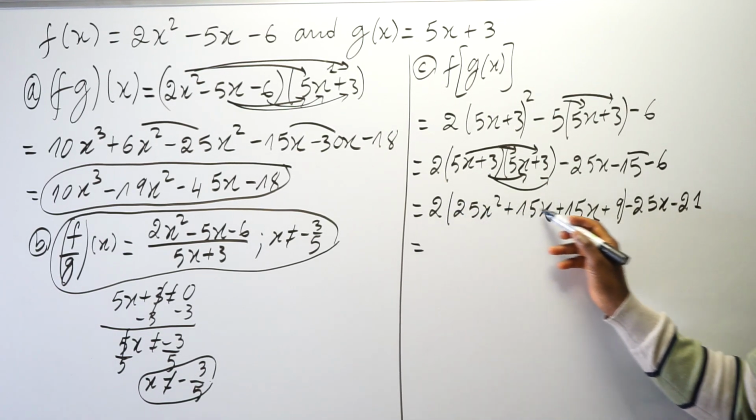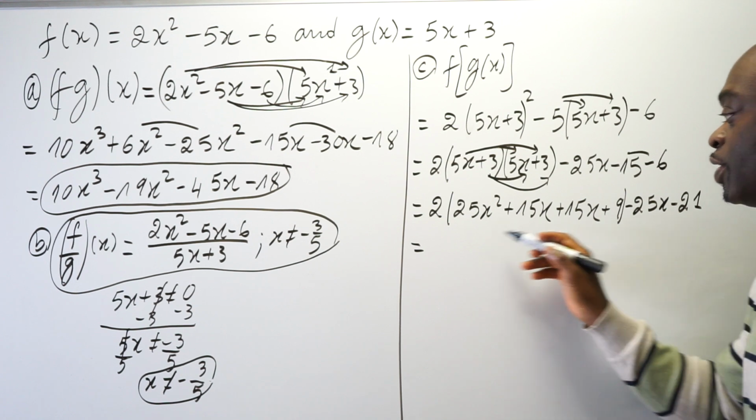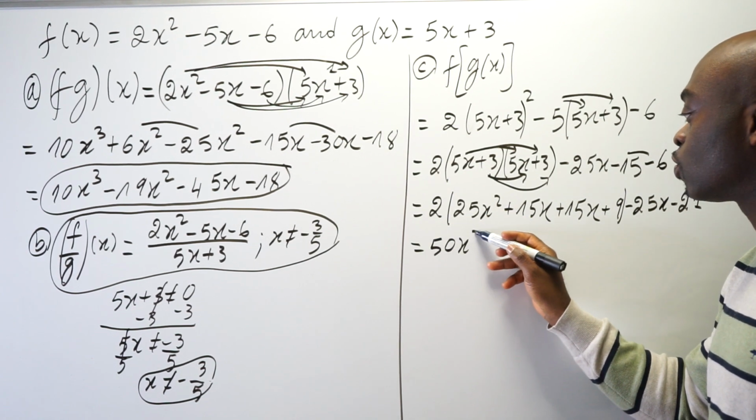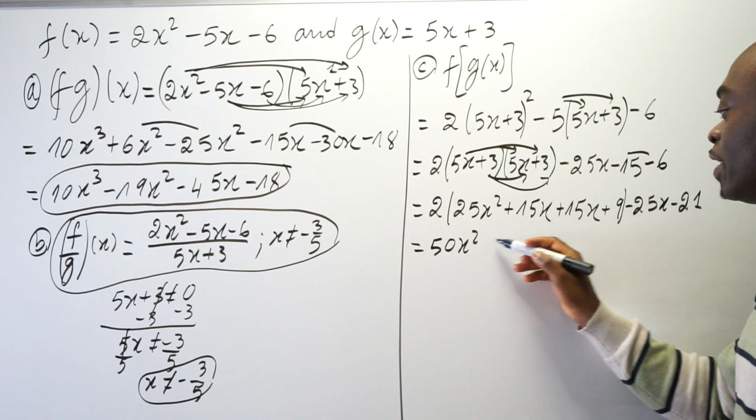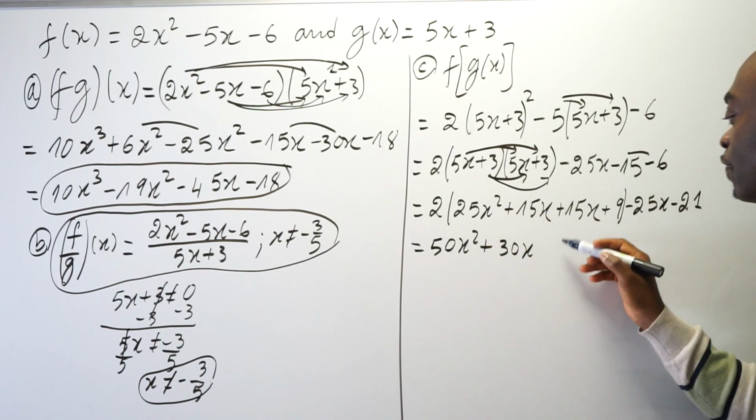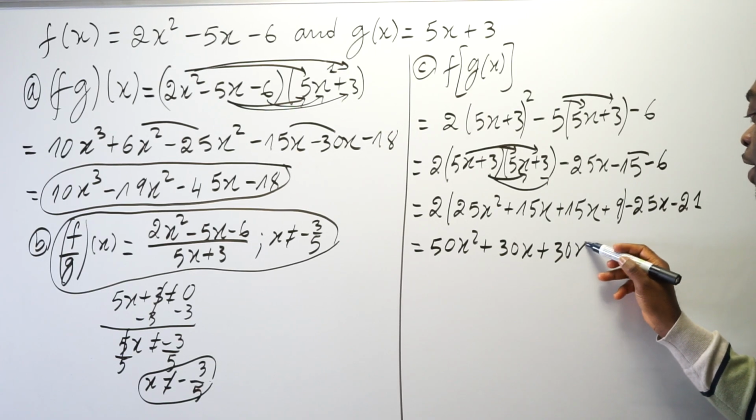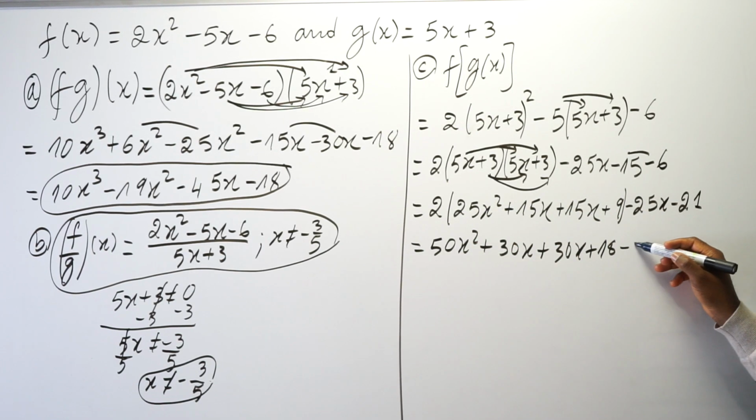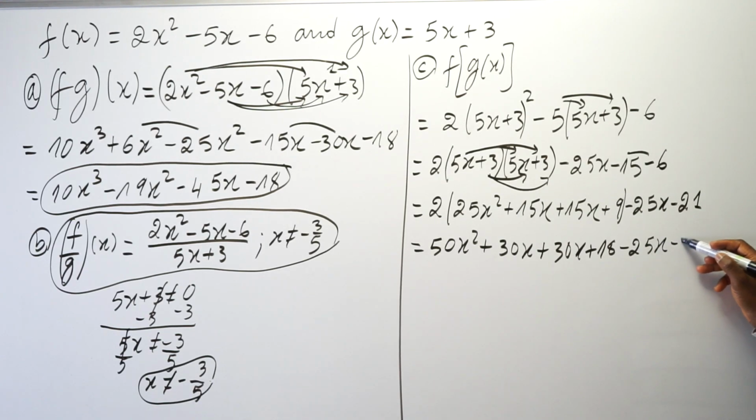And then once this comes down, now we're going to multiply everybody by 2 inside the parentheses. So that means 2 times 25 is going to give us 50x squared. 2 times 15 is going to give us 30x. And 2 times 15 again, 30x. And then 2 times 9 is going to give us 18. And then we bring down the minus 25x and then minus 21.